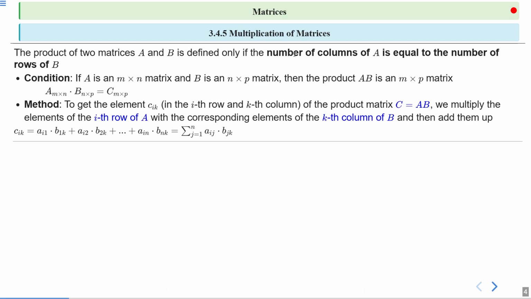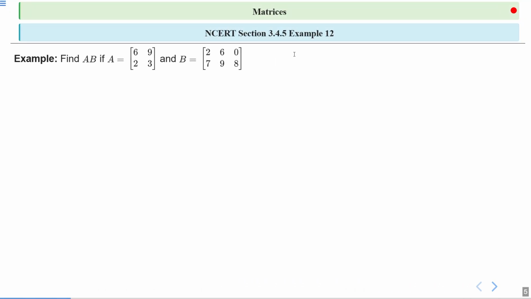Okay, let's move to the next part. NCERT section 3.4.5, example 12. In this example, we are going to find the product of two matrices A and B. Matrix A is a 2 into 2 matrix represented as 6, 9, 2, 3, and matrix B is a 2 into 3 matrix represented by 2, 6, 0, 7, 9, 8.